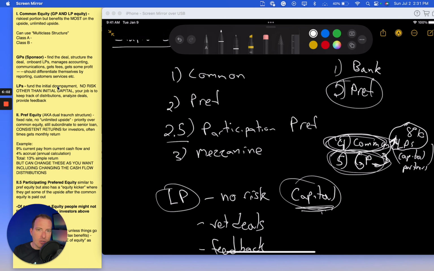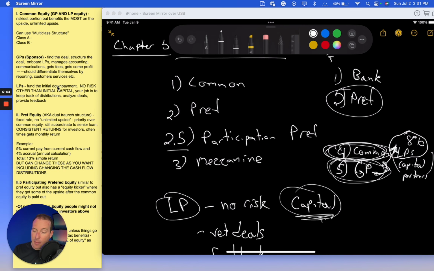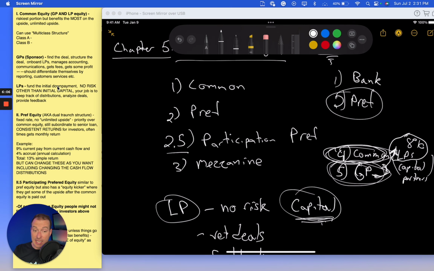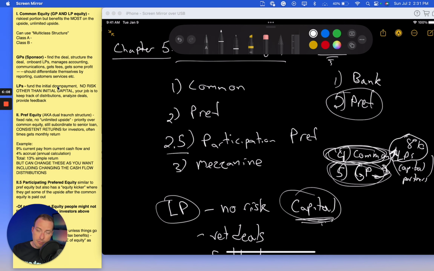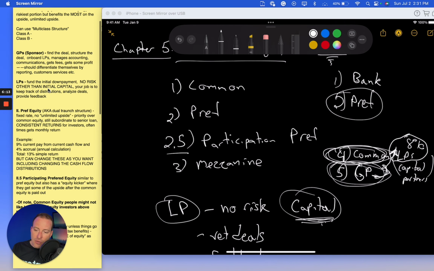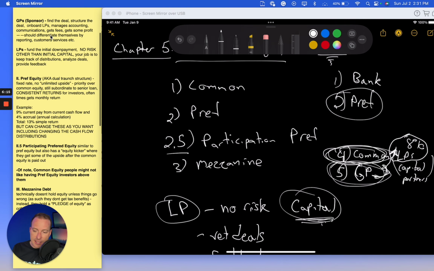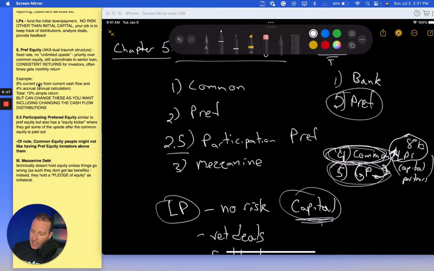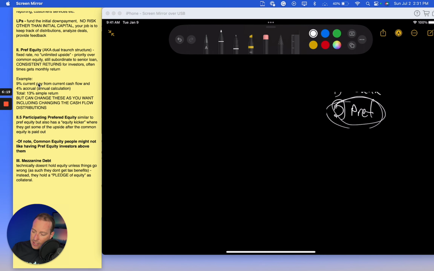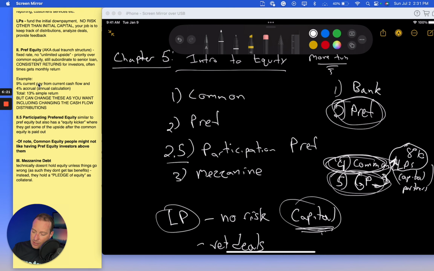So every deal that we participate in at Lantern Light Capital, we're putting our own skin in the game. It just is what it is. And some banks require that. So that's the GPs and the LPs here. Now, let's go down to pref equity. Again, bank, pref, common, GP.